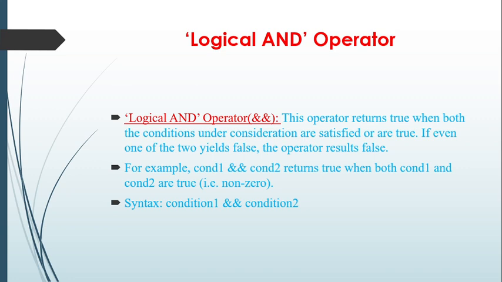Let's discuss in terms of true and false. If A is true and B is false, then it returns false. If B is true and A is false, then it returns false. If both A and B are false, then it also returns false. It only returns true when both A and B are true.